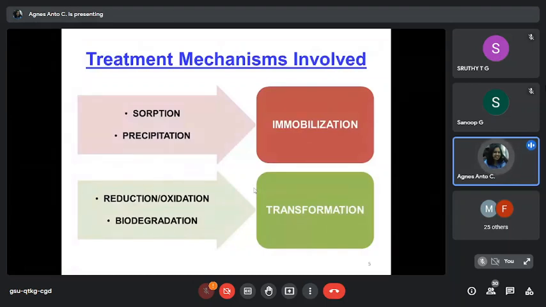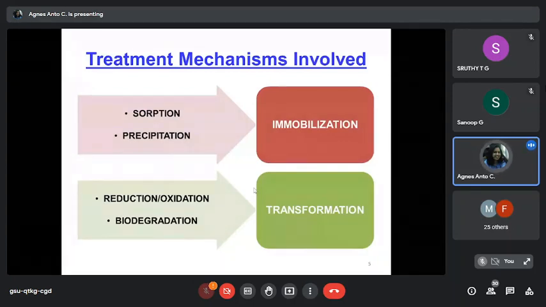So as the groundwater is propagating, suppose I had iron, it gets converted to iron oxide, it gets trapped inside the PRB material, and then the groundwater is depleted of iron. So immobilization techniques by sorption and precipitation ensure that your contaminant is trapped inside your PRB. Now, the second methodology is transformation.